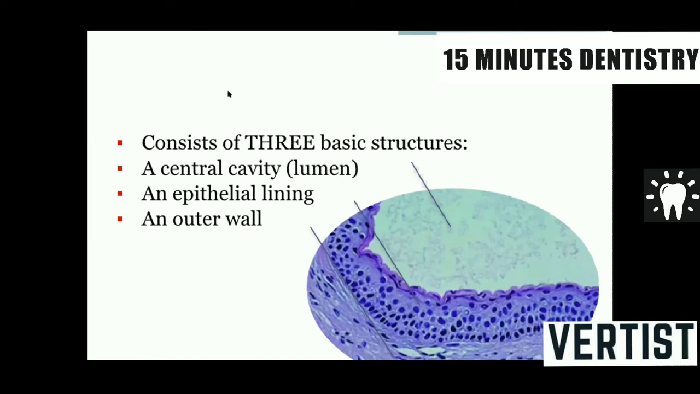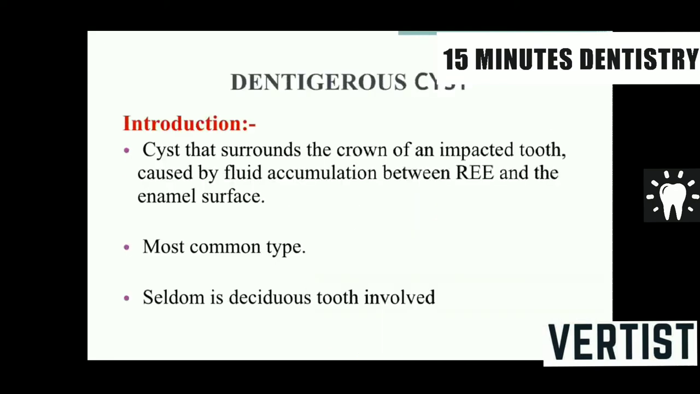Basically, odontogenic cysts are classified into developmental and inflammatory type. The inflammatory type is the radicular cyst, which is the most common type of cyst. So here in this photomicrograph, cystic epithelium is seen. This is the lumen of the cyst and this is the connective tissue capsule of the cyst.